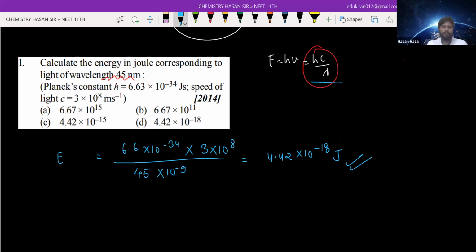So please be careful about the unit of the question. Very easy, based only on the formulas. I'm going to give you another question.